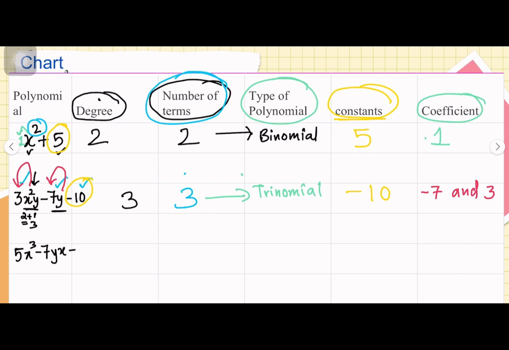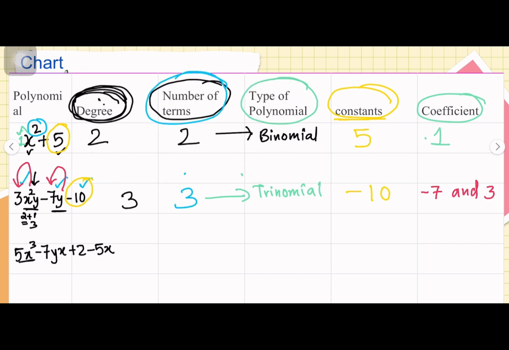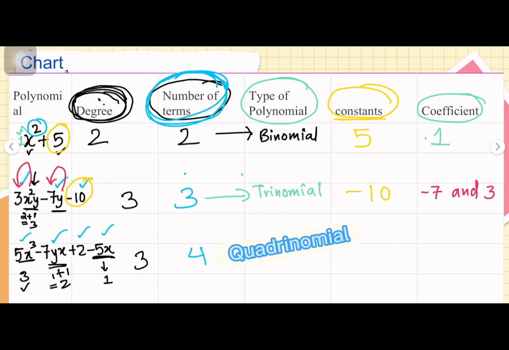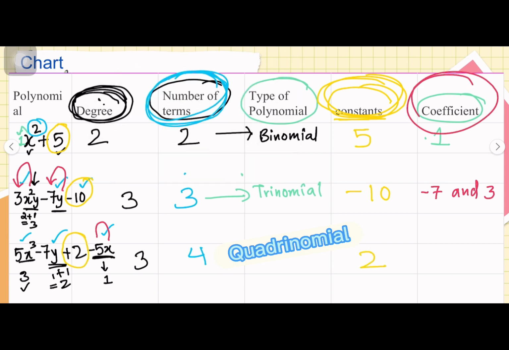Looking at the third example, the degree is again the highest exponent of the variable. So we have x cubed, yx, and we have x as variable. Comparing the exponents of the variable, 3 is the highest, so the degree is 3. The number of terms would be 4 because there are 4 terms. Terms are separated by plus and minus, and 4 is known as quadrinomial. Constant here, the number without variable, is +2, and coefficient is the number placed before the variable and multiplied in an algebraic expression.